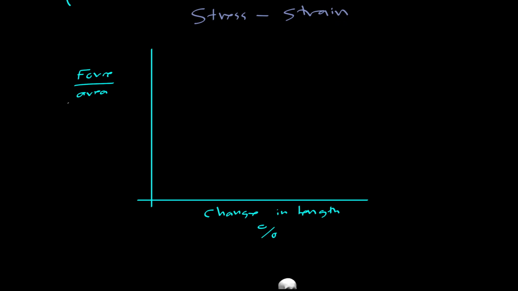Stress is the technical term for this. And then this here, the percentage change in length, is called strain. Occasionally these are written using Greek letters, epsilon and sigma. I'm just going to write in this class stress and strain because it's quite easy to get these two mixed up.